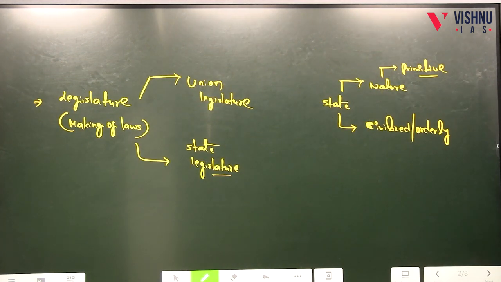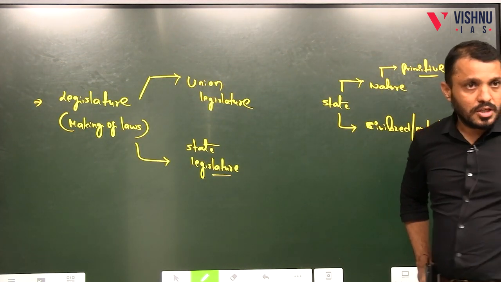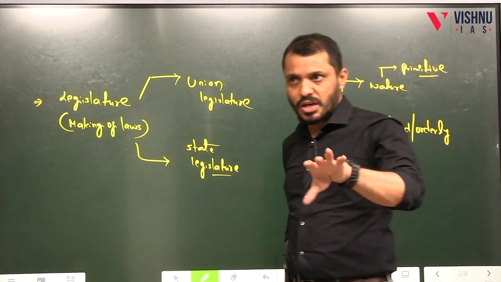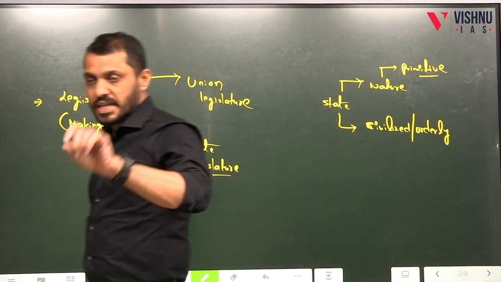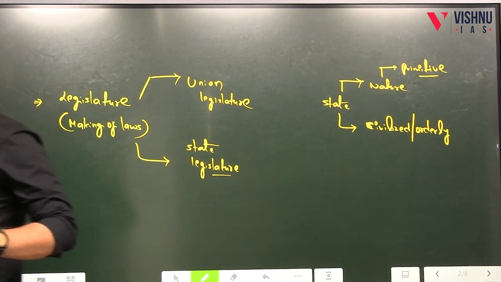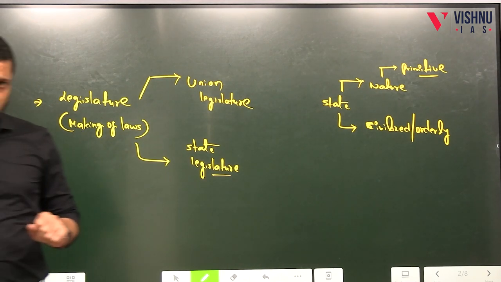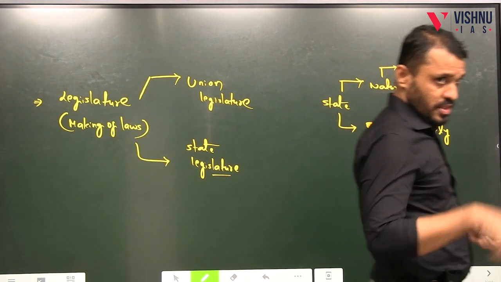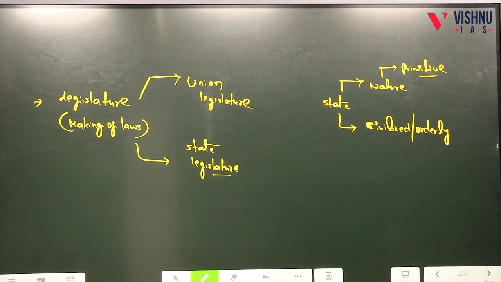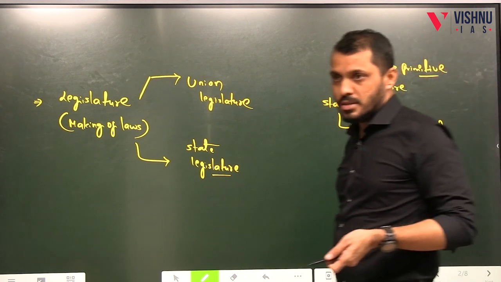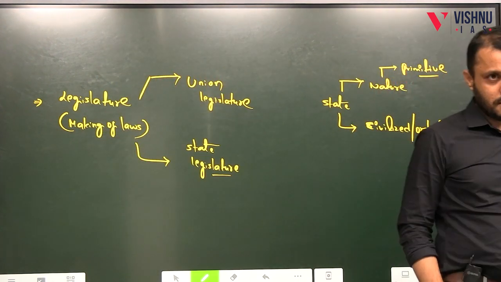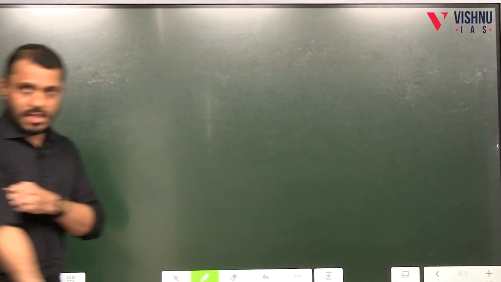Students, in the beginning I told you legislature is of two types, union legislature and state legislature. Union legislature makes laws which are applicable to the entire India. State laws are applicable to the entire state. For example, defense, who will make the law? Union. Airports? Union. Shipping? Union. Currency? Union. Agriculture? Health? Environment? Forest? First you have to understand that.